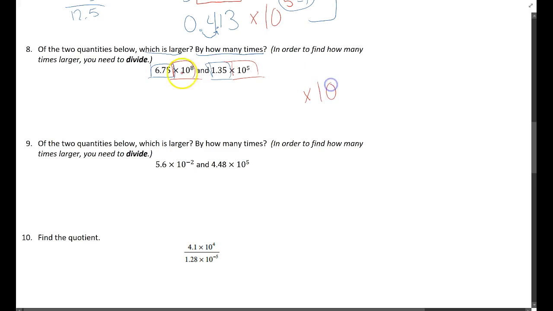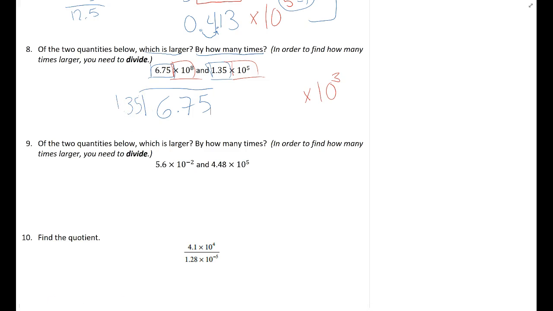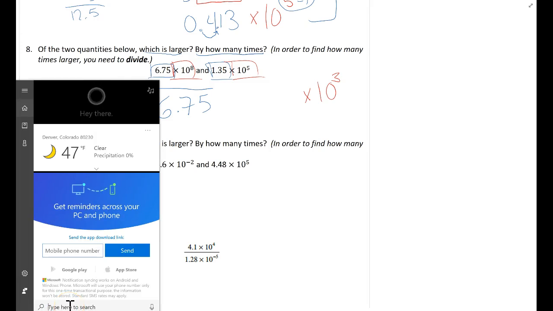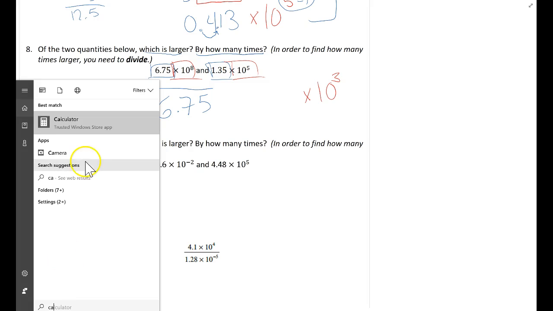That's 10 to the 8. I'm dividing, so I subtract. So 8 minus 5. 8 minus 5 gives me 3. Let's do the slightly tougher piece, which is 6.75 divided by 1.35. And in order to save time, I'm actually going to just pull up the calculator.